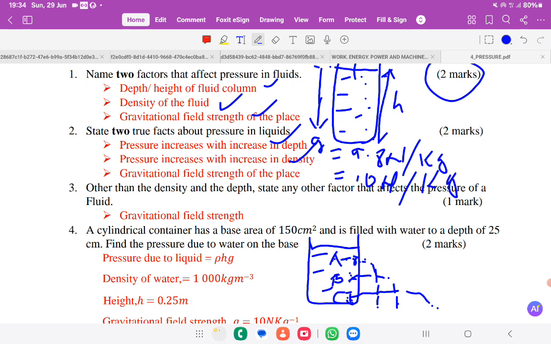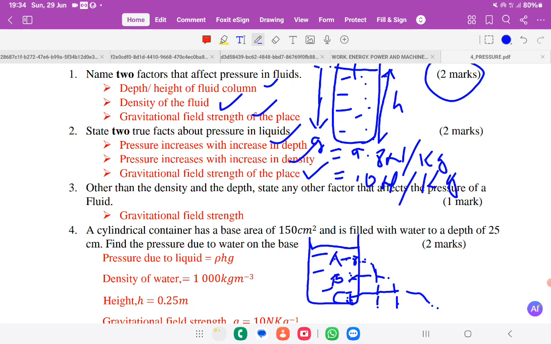Let's say you're comparing water and a liquid such as mercury. Mercury has a density of 13,000 kilograms per cubic meter, while water has a density of 1,000 kilograms per cubic meter. So mercury has greater density than water. The higher the density of the liquid, the greater the pressure that the liquid exerts at the bottom of its container.